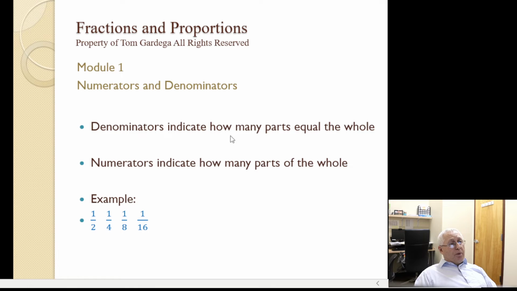Denominators indicate how many parts equal the whole. Numerators indicate how many parts of the whole you have. For example, 1/2. 2 parts make the whole, but we have 1 out of 2 parts. Here, 4 parts make up the whole. We have 1 of those 4 parts. 1/8, 8 parts equal the whole. We have 1 part out of 8. And here, for 1/16, 16 parts equal the whole. We have 1 part out of 16. Or we can say 1/16 of an inch, if this was a ruler.